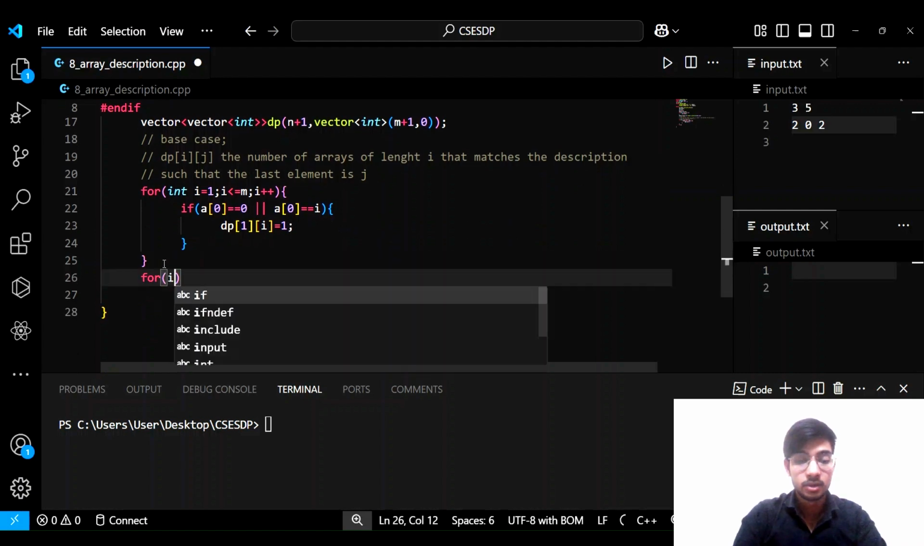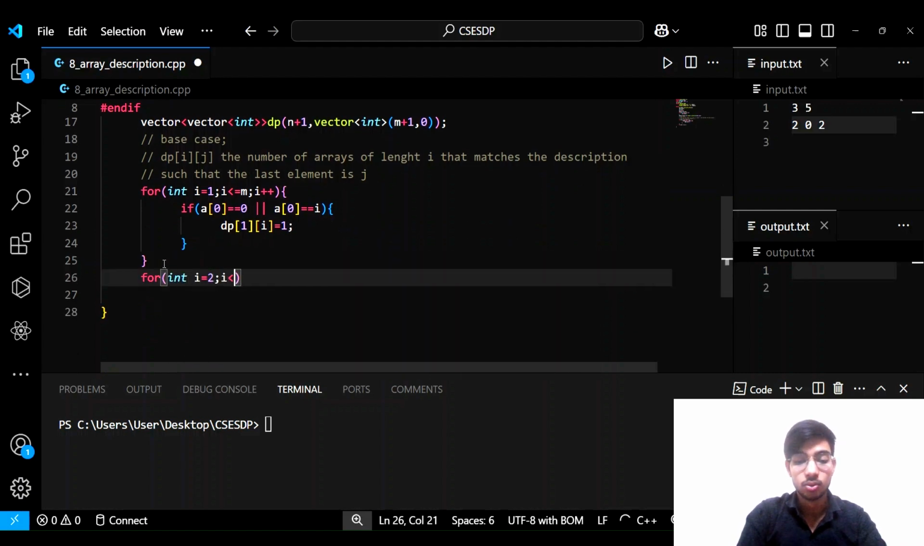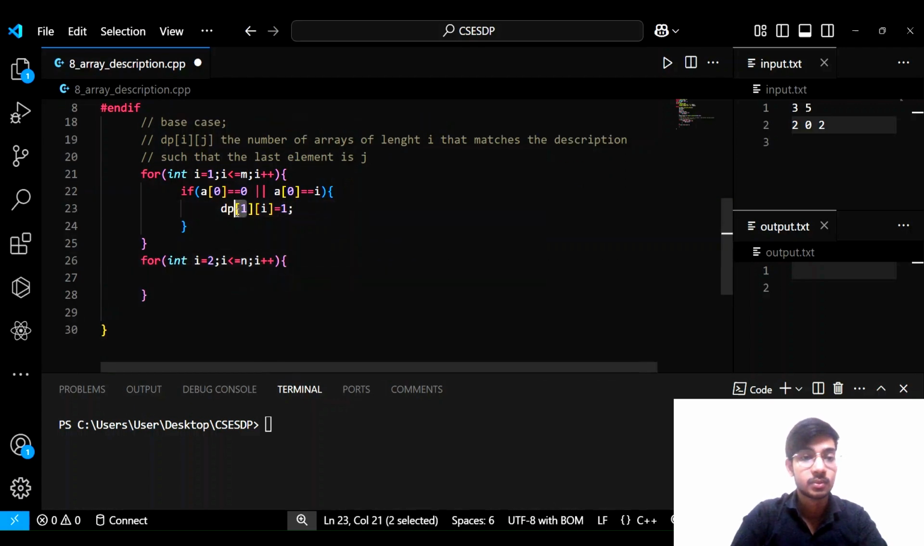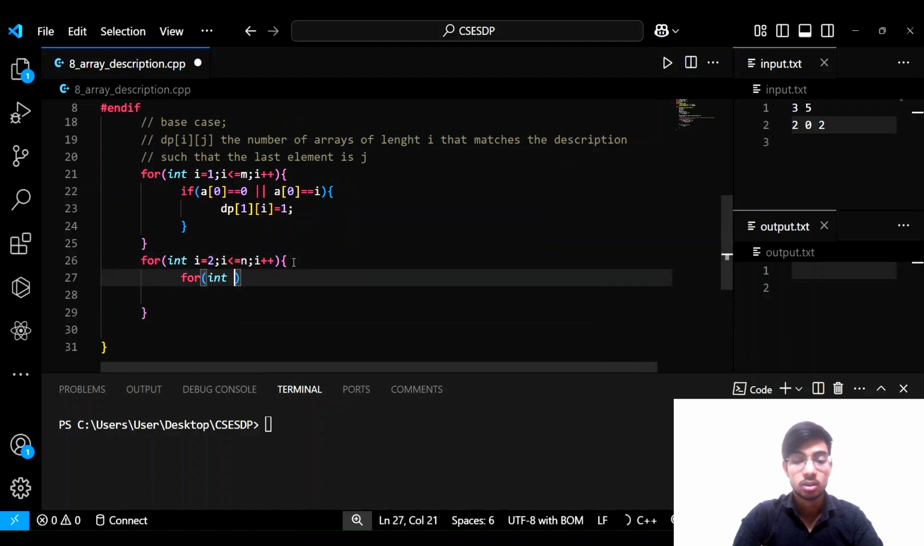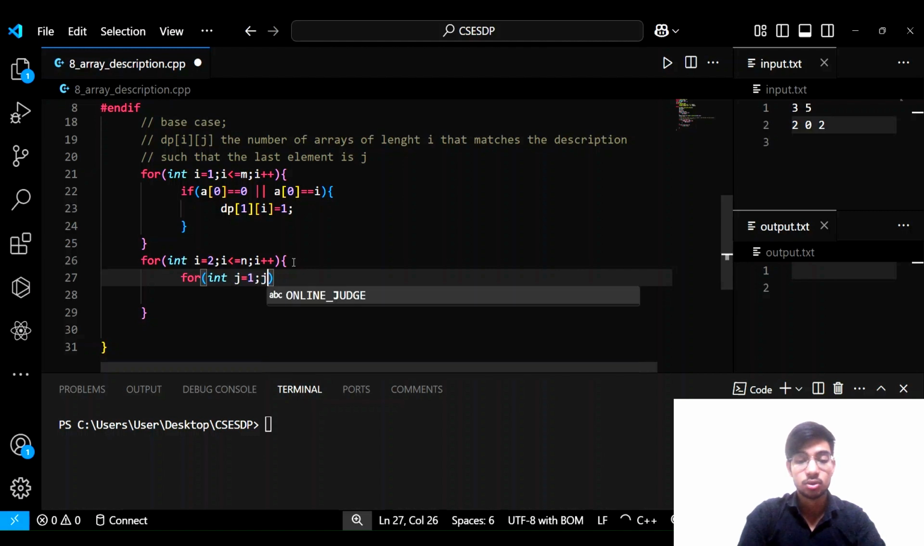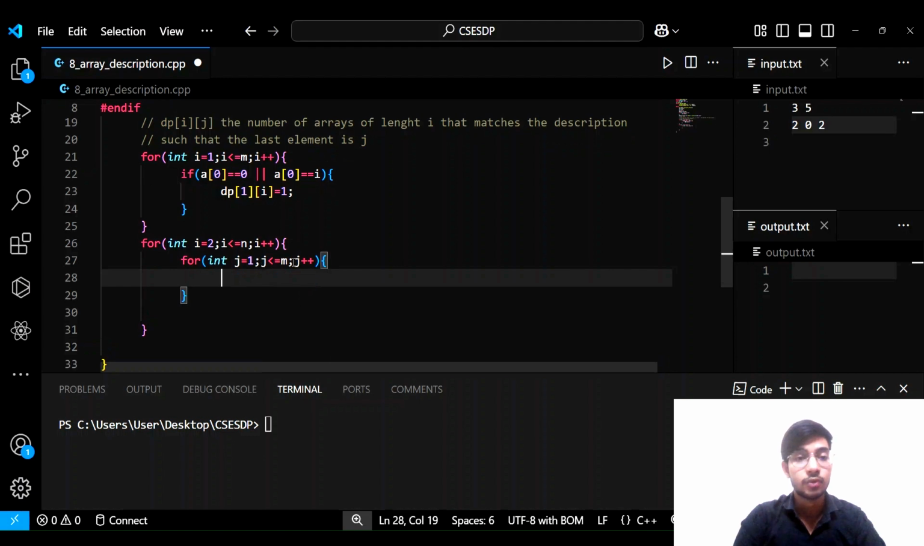So next we have to fill for i equals 2, that is, for length i up to length n. So we filled it for length 1. Next we are going to fill for length 2, length 3, up till length n, right? What choices can you make? You have choices for j from 1 to m, j plus plus.